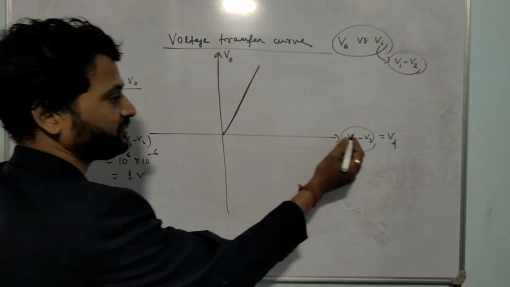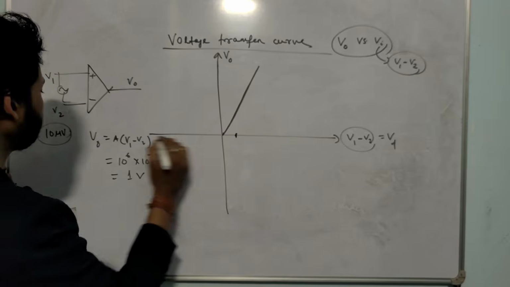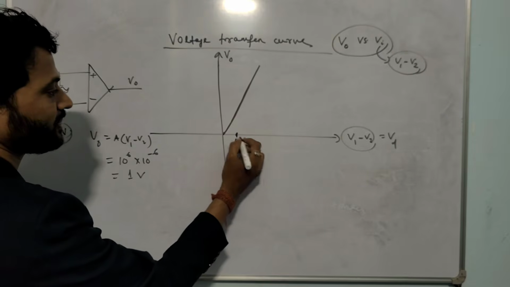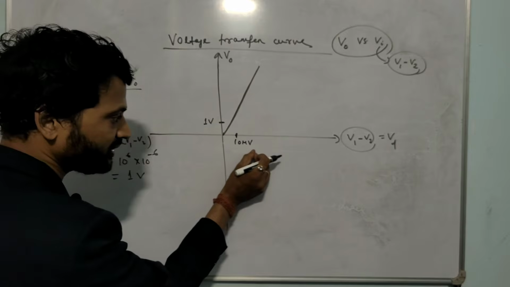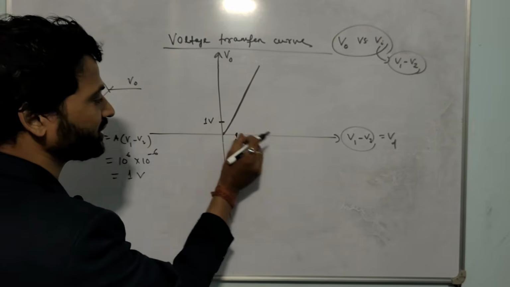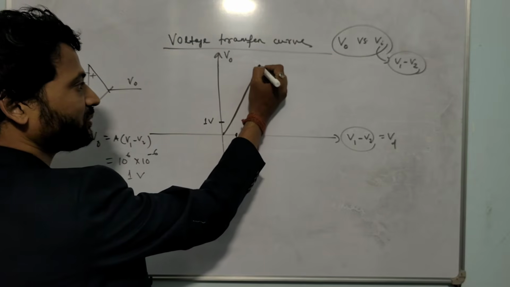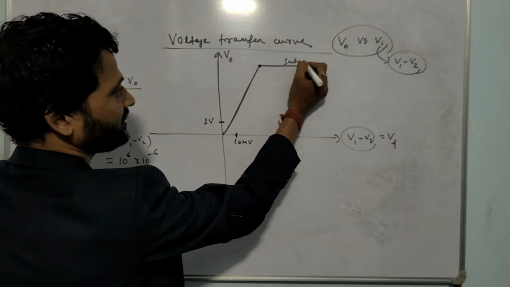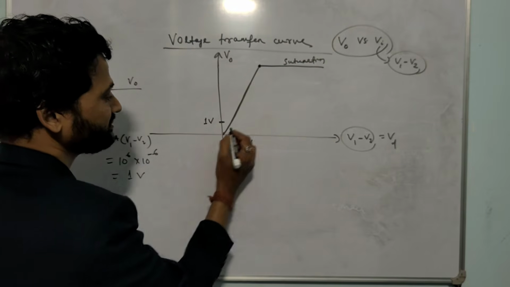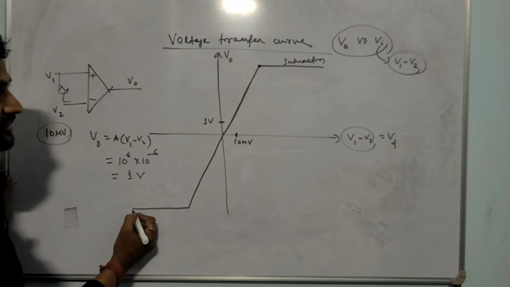ना. मतलब अगर मान लो कि यहाँ पे इनपुट है, if input is 10 microvolt, what is output? Output is 1 volt. Similarly, if I keep on increasing the value of input voltage, the output voltage will also increase, but it will increase up to certain point, then saturation occurs. Similarly, negative axis, it will increase, again saturation occurs.